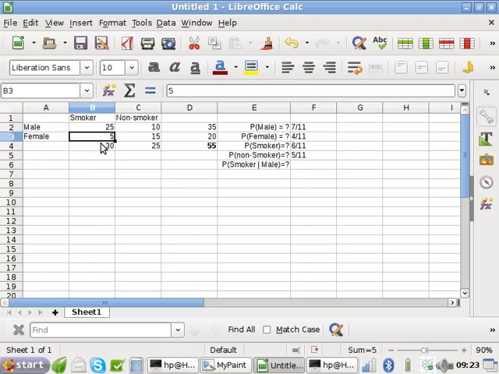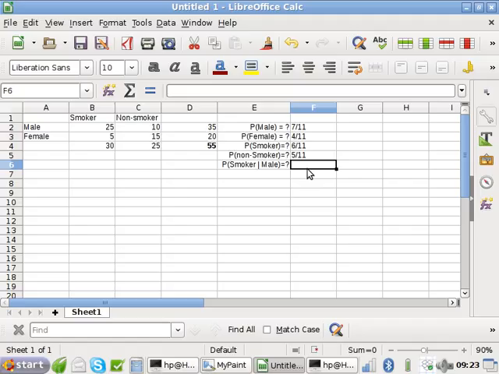So of the 30 smokers, no, hang on, just 1 second. Okay, yes. I don't have enough yet.